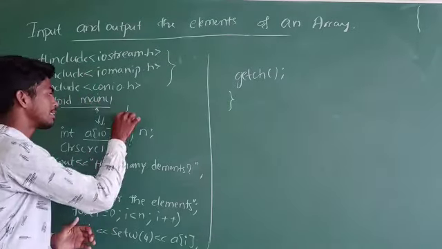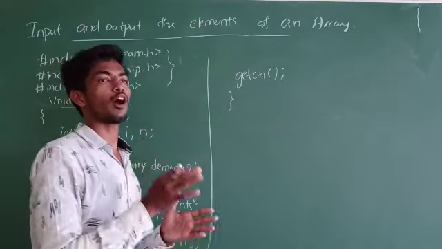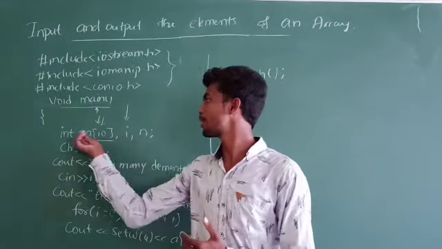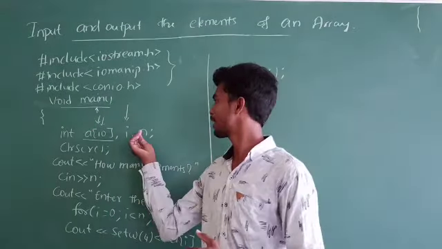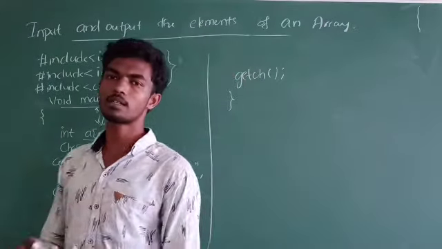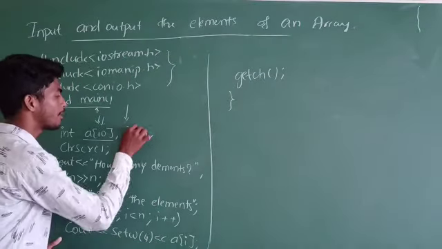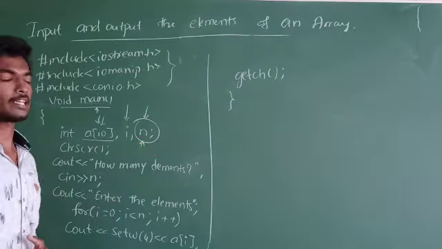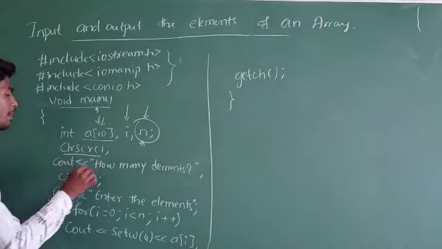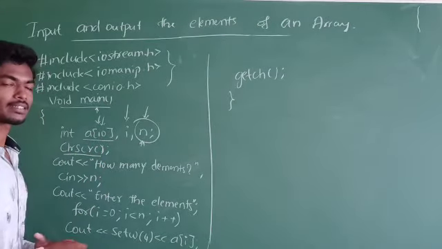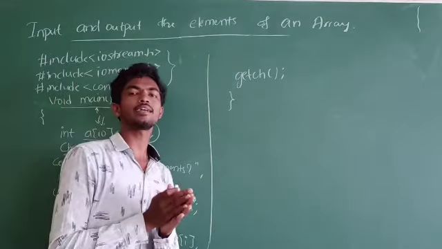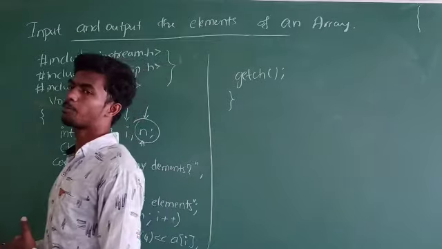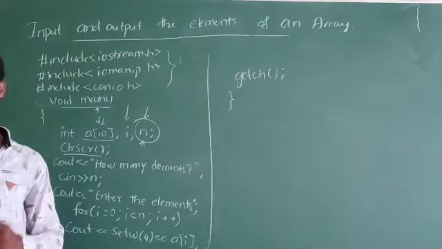And i, the for loop index or for loop variable, should always be of integer type, and n is the number of elements, how many elements you want to take in the array, which will be stored through n. Clear screen function, clrscr, is used to clear or erase the previous output on the output screen of C++.